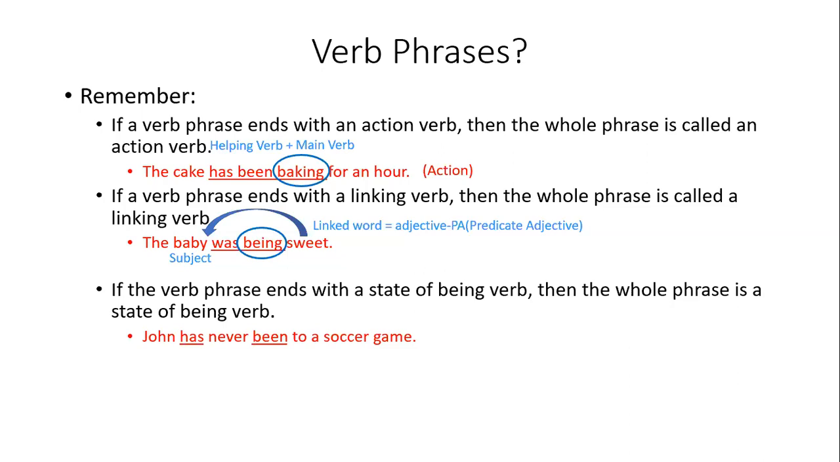So when we're talking about linking verbs, don't think that it's just going to be one word. It can be a verb phrase, because as I explained with the second example, a linking verb can also be part of a verb phrase. Okay, and you know that for a verb phrase, you need a helping verb and a main verb. Okay, let's continue. So, being in the second sentence is acting as a linking verb because it links the word sweet, the adjective, to baby. It's describing how the baby was. The baby was sweet. Okay.